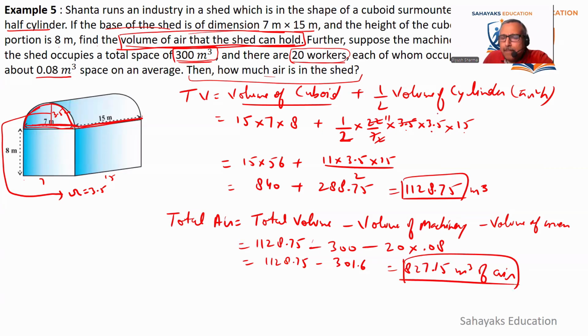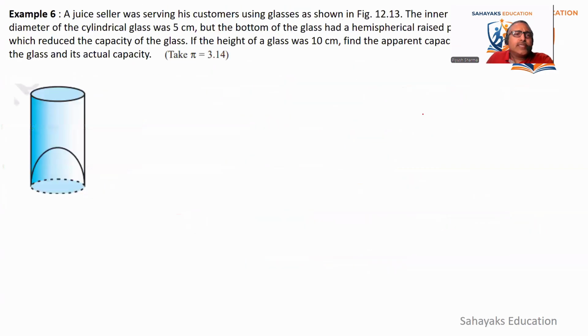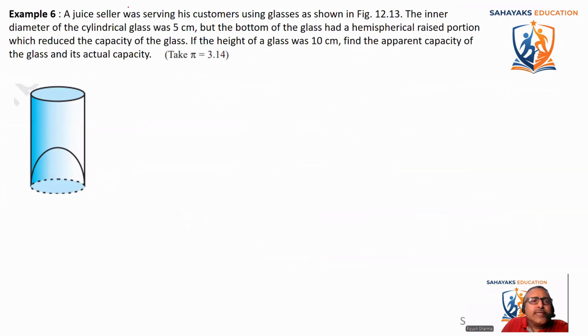Okay, guys, so coming to the next question here. A juice seller was serving his customer using glasses as shown in the figure. There is a figure which is given. The inner diameter of the cylinder glass was 5 centimeter. Sorry, it's the diameter, right? The inner diameter. So the radius is 2.5 centimeter.